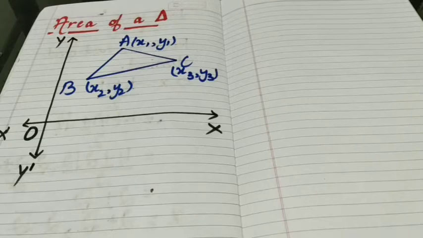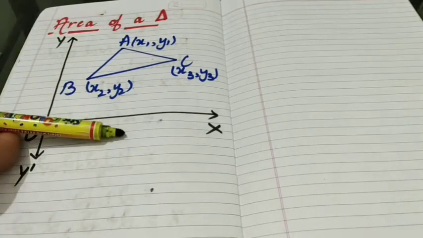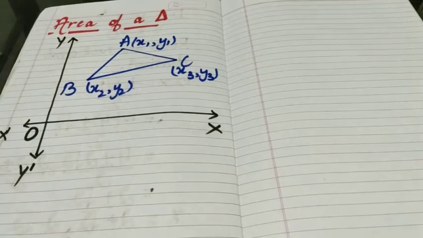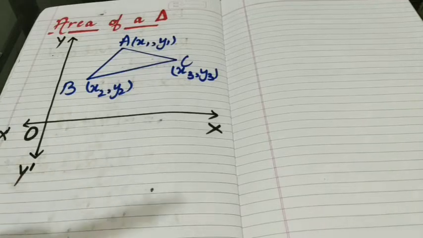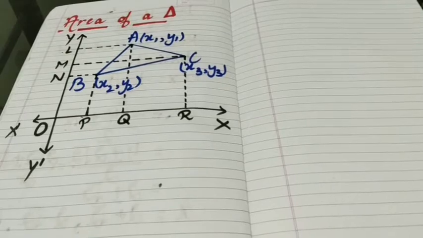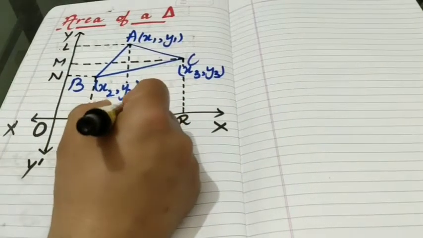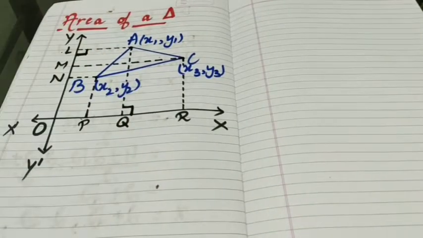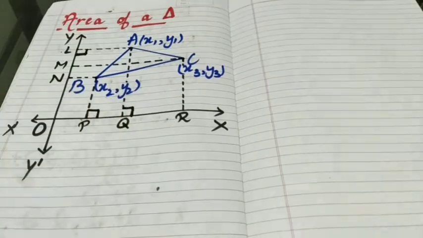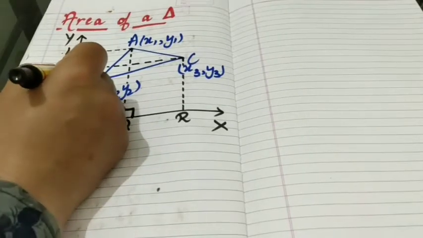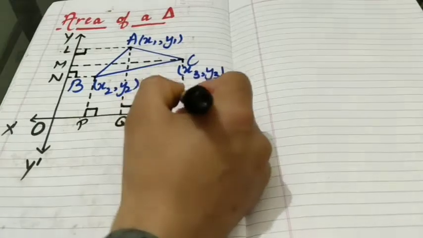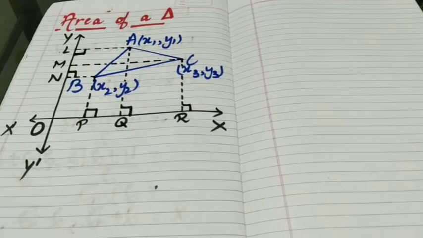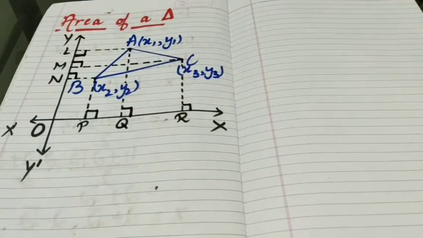Now we have to drop one perpendicular from point A to the x-axis and one perpendicular from A to the y-axis. In the same way, we have to draw perpendiculars from point B as well as from point C to the x-axis as well as the y-axis. Let AQ be perpendicular to the x-axis and AL perpendicular to the y-axis. In the same way, BP is perpendicular to the x-axis and BN is perpendicular to the y-axis, and CR is perpendicular to the x-axis and CM is perpendicular to the y-axis.